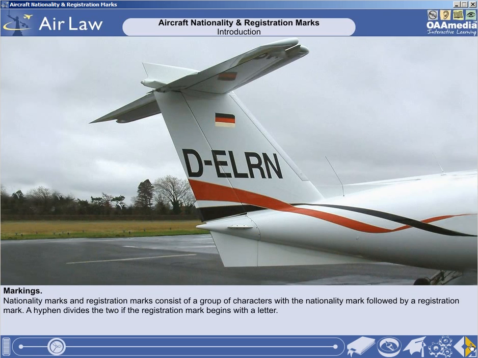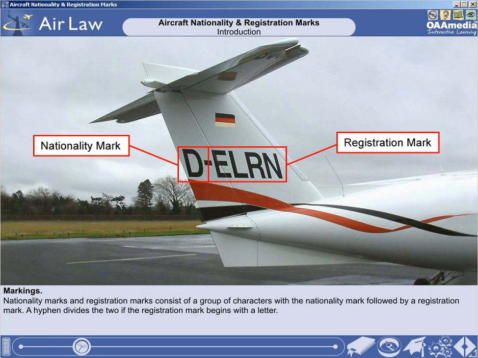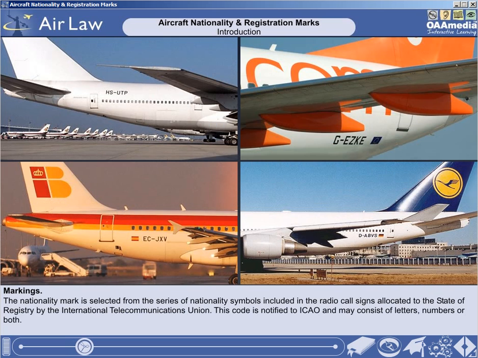It was decided that the nationality and registration marks would consist of a group of characters, with the nationality mark followed by a hyphen if the first character of the registration mark is a letter, then followed by a 3 to 5 character registration mark. The nationality mark is selected from the series of nationality symbols included in the radio call signs, allocated to the state of registry by the International Telecommunications Union. This code is notified to ICAO and may consist of letters, numbers, or both.